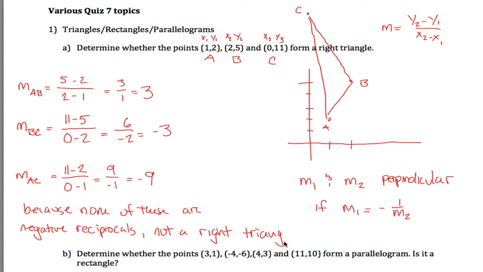So, what am I getting at? Triangle. If you see something like this on a quiz, calculate the slopes. And if any of these numbers are the negative of another number flipped upside down, it's another way of saying reciprocal, then you have a right triangle. If not, you don't. In this case, I don't. Moving on.